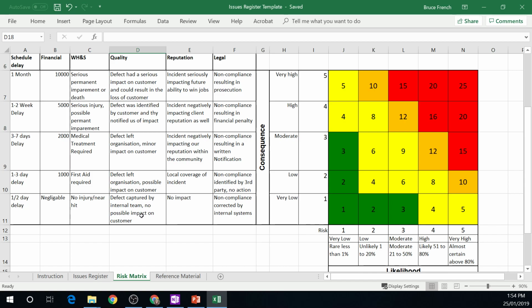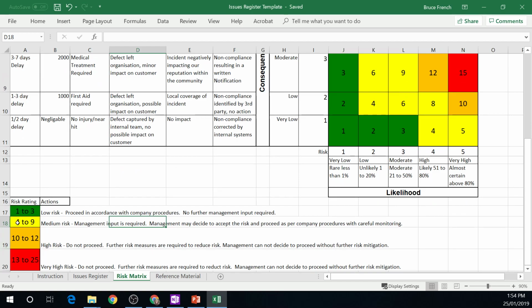So with quality, on our very low consequence rating, we are looking at a defect that has occurred. It's been captured by our internal team, so it hasn't left the organisation, and there's no possible impact on a customer, in which case that's a very low risk. But we may still need to manage that. It depends. If it's almost certain it's going to occur, and it's a very low consequence, it's sitting up there at a level 5.